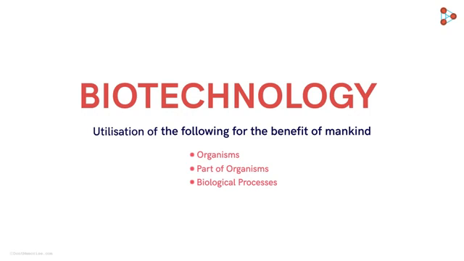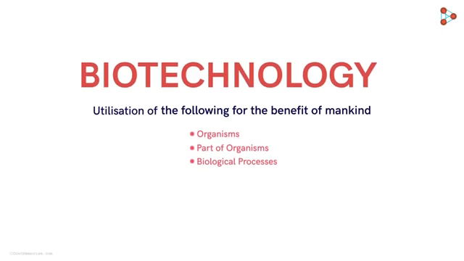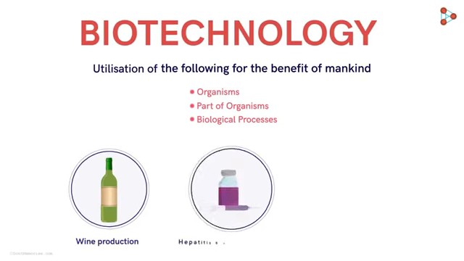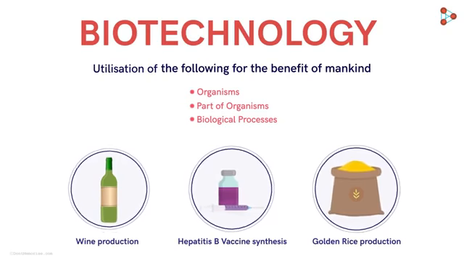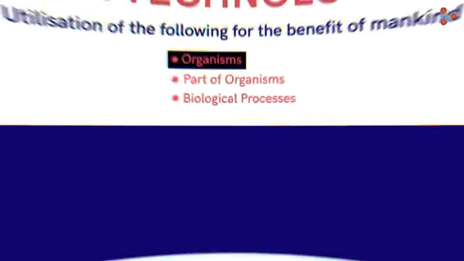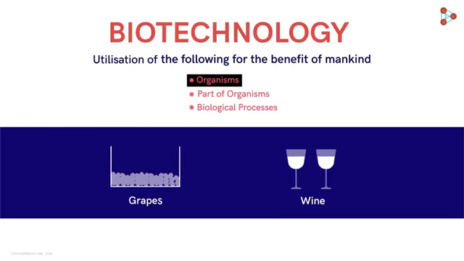Let's also understand how an organism or a part of it or some processes can be used to harvest important products for mankind. Let's take examples of wine production, hepatitis B vaccine synthesis, and golden rice production. Let's have a look at each individually. Now, wine is usually made from grapes. How can grapes, which are fruits, get converted to a beverage like wine?